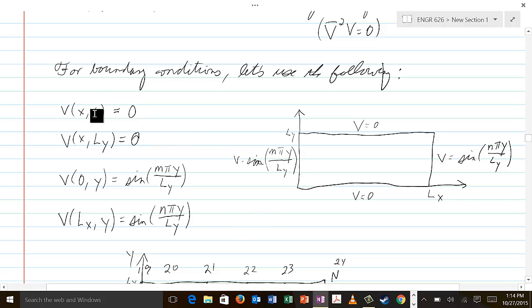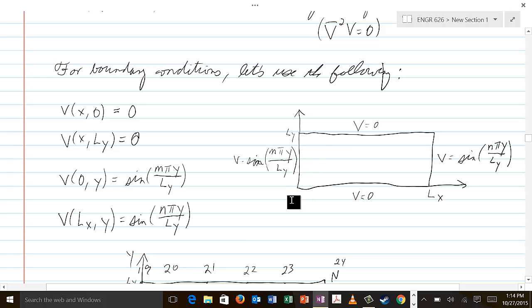Vx at x equals 0, so that's the bottom boundary here where y is equal to 0. V is equal to 0 along that boundary. V is equal to the sine of n pi y over L sub y along the right boundary. V equals 0 along the top boundary, and V equals sine of m pi y over Ly along the left boundary.